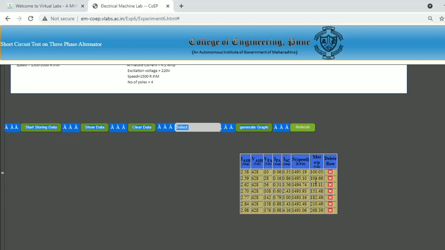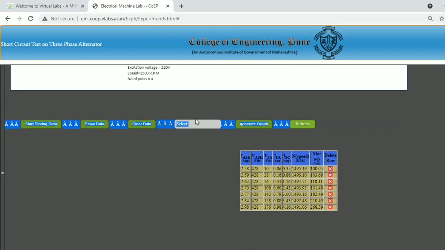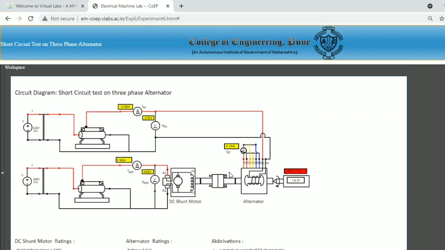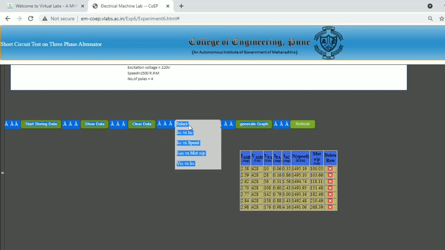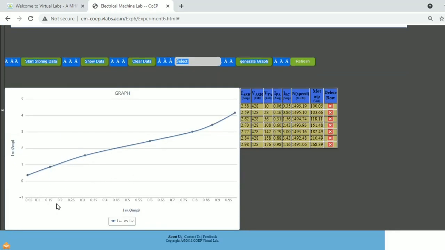So these are the readings obtained from this SC test. Now I am generating the graph between the field current and the armature stator current, that is the short circuit current. So I am generating the graph. Here you see this is the graph between the field current and the short circuit armature current.